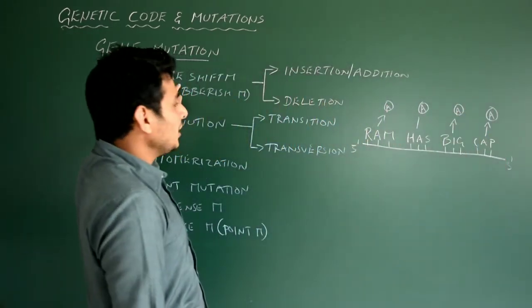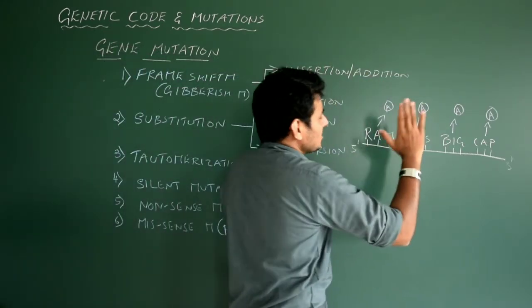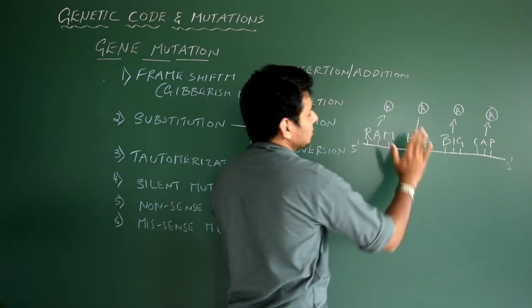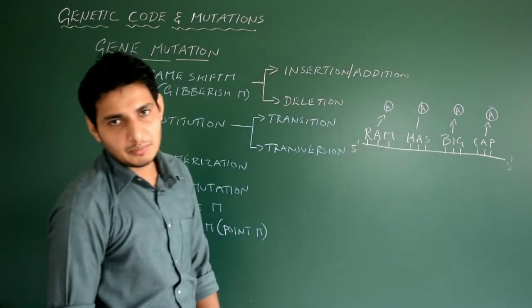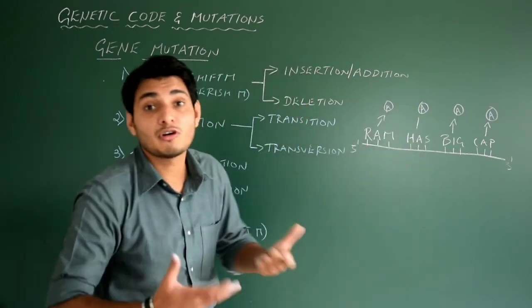What is this frame shift mutation? Now let us imagine that I am going to remove this H from has. What's going to happen? It's going to produce one abnormal amino acid, or it may not code for a specific amino acid.